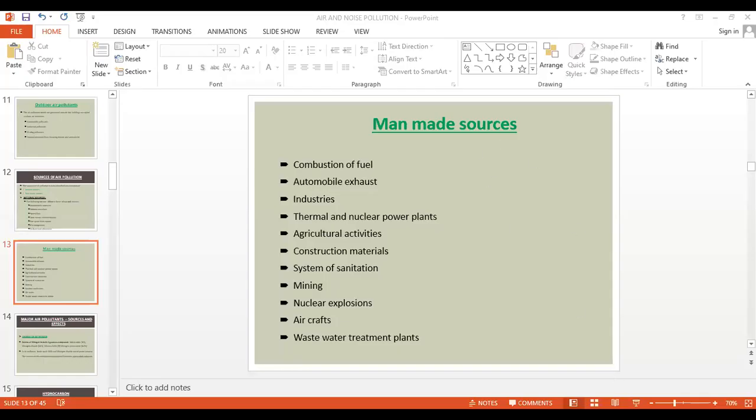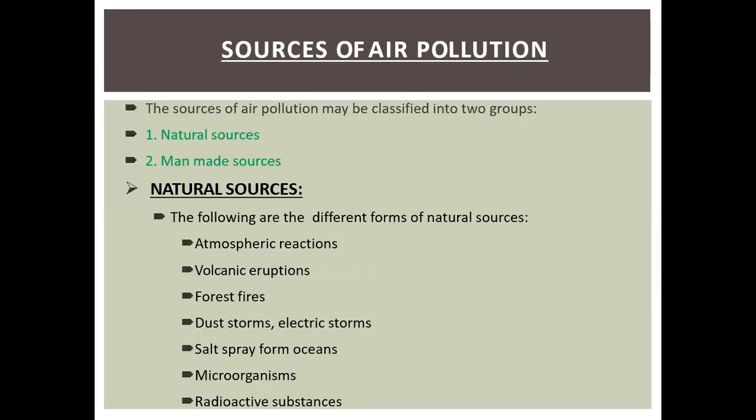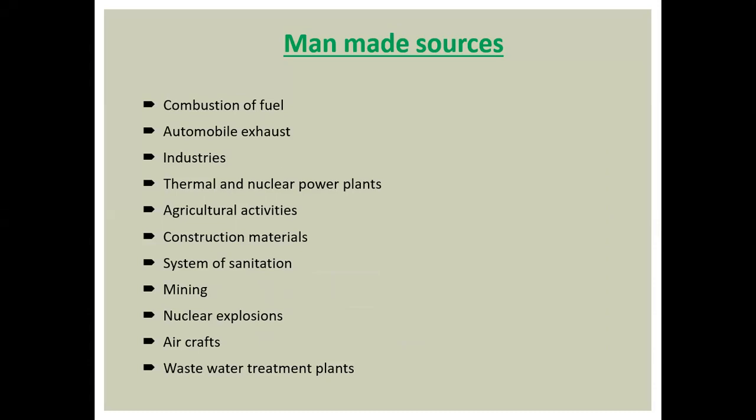Okay, so last lecture we saw the different types of air pollutants, right? The previous one is the natural sources of air pollution, which includes atmospheric reactions, volcanic eruptions, forest fires, dust storms, electric storms, salt spray from the oceans, microorganisms, radioactive substances. And then we said the man-made sources, which are combustion of fuel, automobile exhaust, industries, thermal and nuclear power plants, agricultural activities, construction materials, system of sanitation, mining, nuclear explosives, aircraft, and wastewater treatment plants, right?